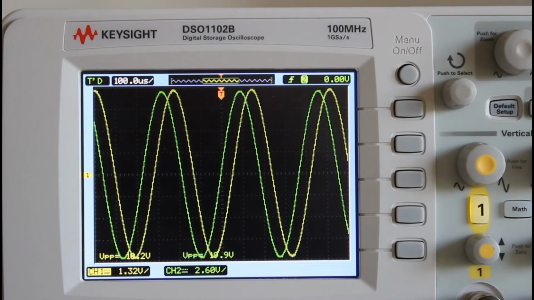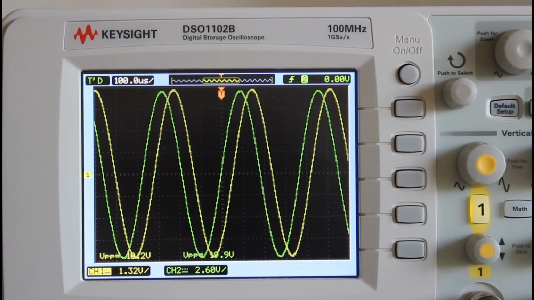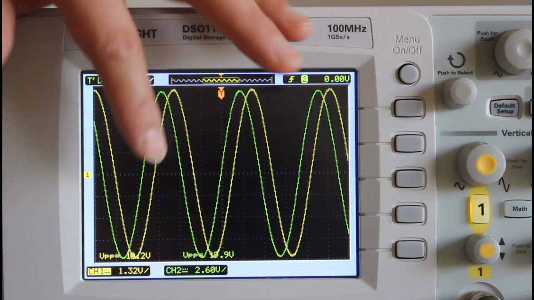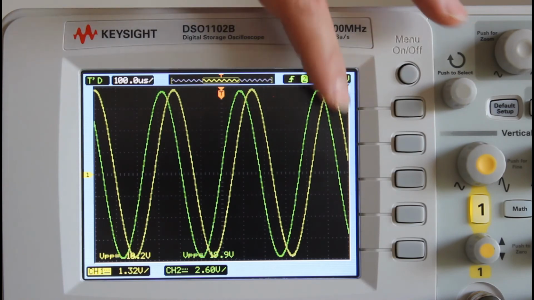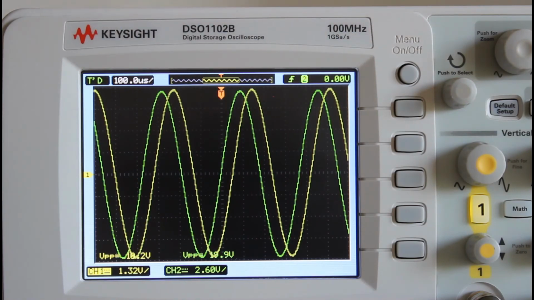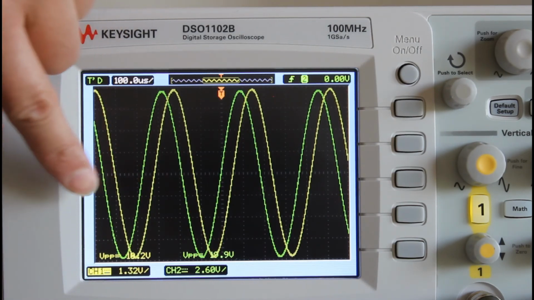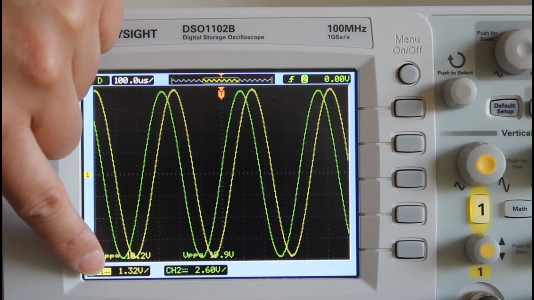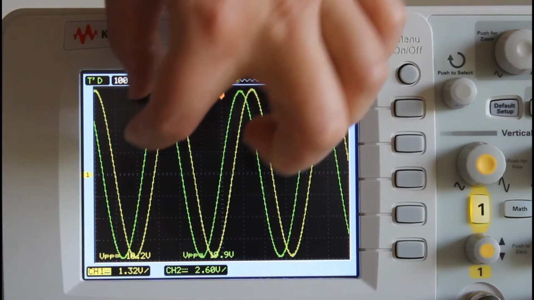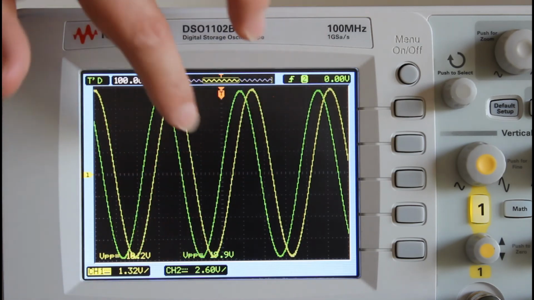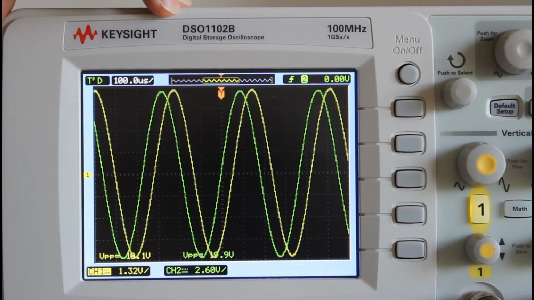Now let's take a closer look at the screen of the oscilloscope. I tried to maximize both curves to occupy as much of the screen as we can. They have the same magnitude on the screen, but not the same value because they have different scales on the y-axis. For the yellow curve, the voltage across the resistor, the scale is 1.32 volts per vertical division, and for the green curve it is 2.6 volts per division.